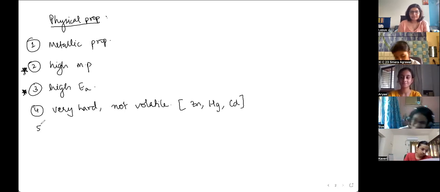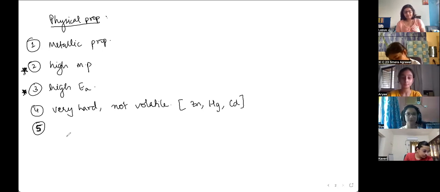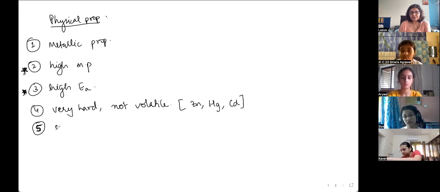Another point we haven't discussed before, but Smera might be a little familiar with. These metals show more than one typical metallic crystal structure.